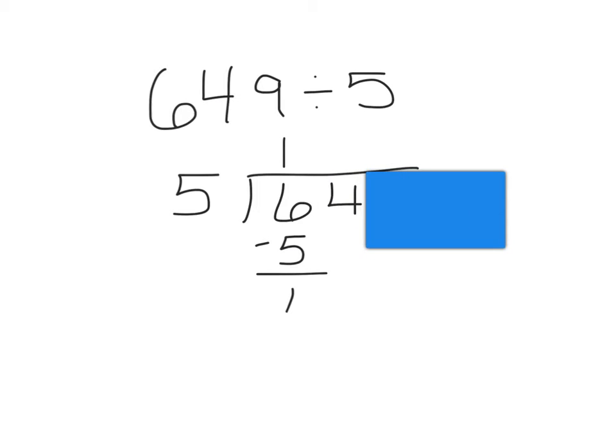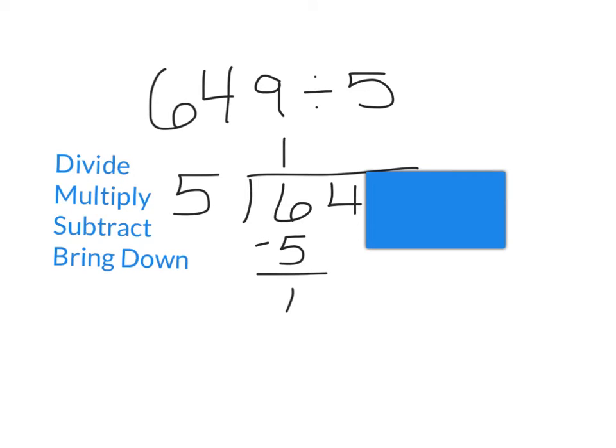So one thing that may be helpful for you is the steps. You might write these down. So we are dividing, we are multiplying, we are subtracting, and then we are bringing down. When I'm talking about dividing, we divided 5 into 6, and there's only 1. And then I multiplied 1 times 5, because that's how many we used, was 5. Then we subtract, we have 1 left over. Bring down the number beside it. So now we have 14.